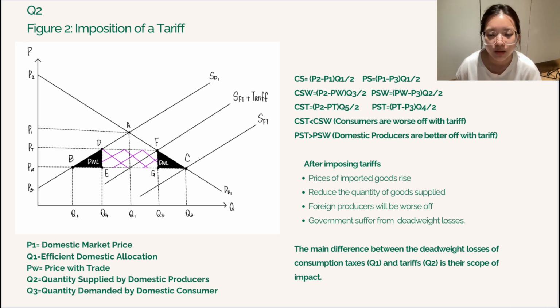In summary, the main difference between the deadweight loss of a consumption tax and the tariff is the scope of its impact. Excise tax affects the entire market, including domestic producers and consumers, while tariff mainly targets imported goods. Both result in losses in economic welfare, but the extent and distribution of these losses vary depending on the specific policy used.